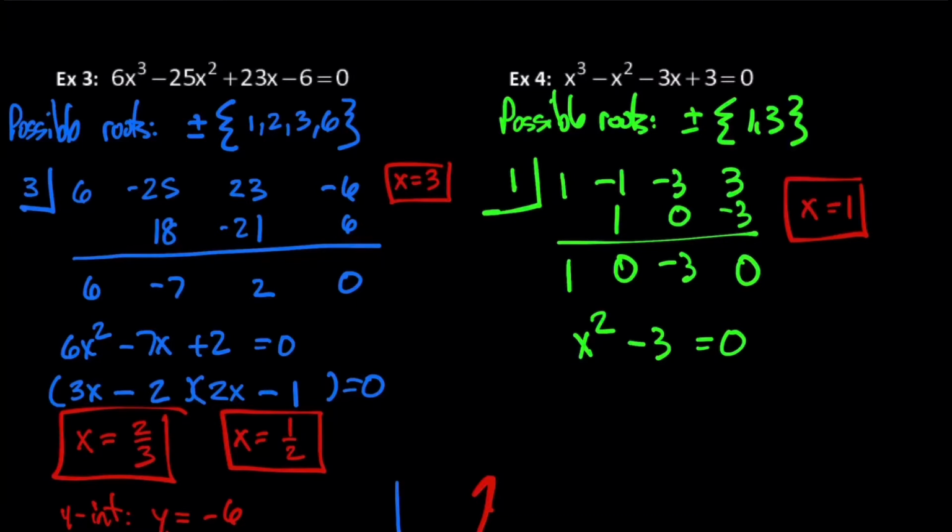This one's pretty easy. I'm just going to do square root method. I'll add 3 to both sides. I get x squared equals 3. I'm going to square root it. Don't forget your plus or minus. Plus or minus square root 3. All right, so those are my other two roots.